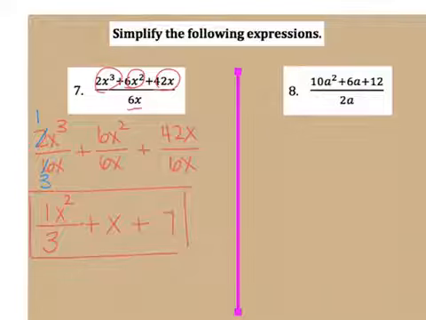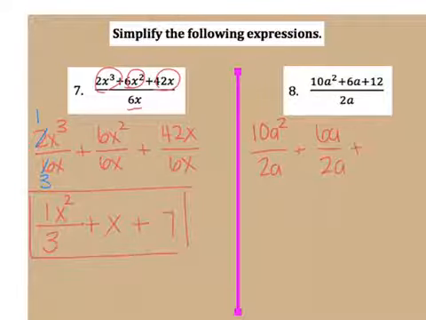Last example here, first thing we're going to do is split it up. Sorry, this isn't our last example here. Example number 8, go ahead and split it up. So I have 10a squared over 2a plus 6a over 2a plus 12 over 2a.